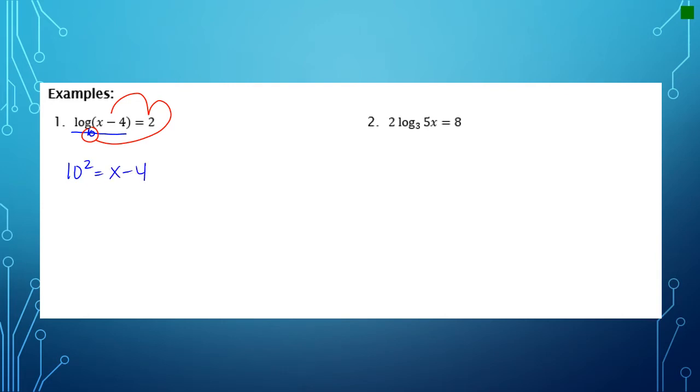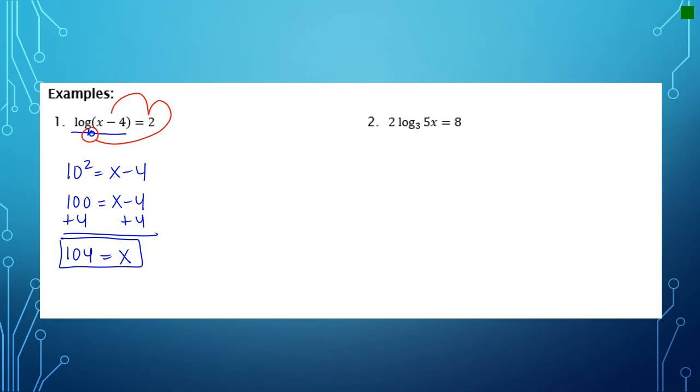And from here we can solve this just like a regular equation. So I have 10 squared is 100 equals x minus 4. And then I'm going to add 4 to both sides. So I get 104 equals x. So that is my answer. Okay, so I solved it. Now we need to check to make sure that it's in the domain. That means if I plug this back in, is it going to give me a negative number that would give me an error in my calculator?